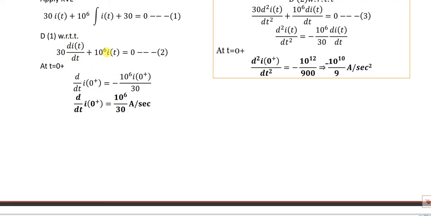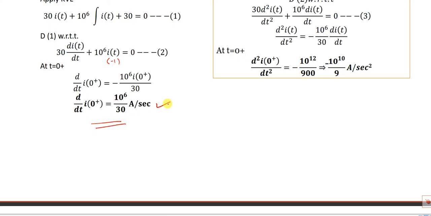So 30 di by dt, with I of 0 plus being minus 1, so minus 1 into 10 power 6, minus 10 power 6. If you bring it to the right side, it will become plus 10 power 6. Here it is plus 10 power 6, and di by dt is equal to 10 power 6 divided by 30. So this answer is correct.